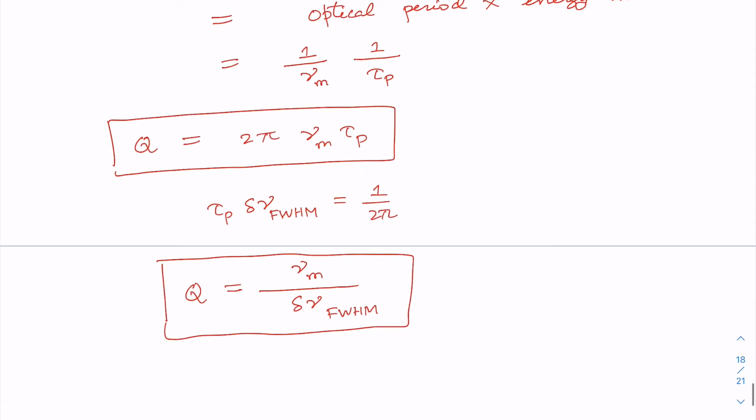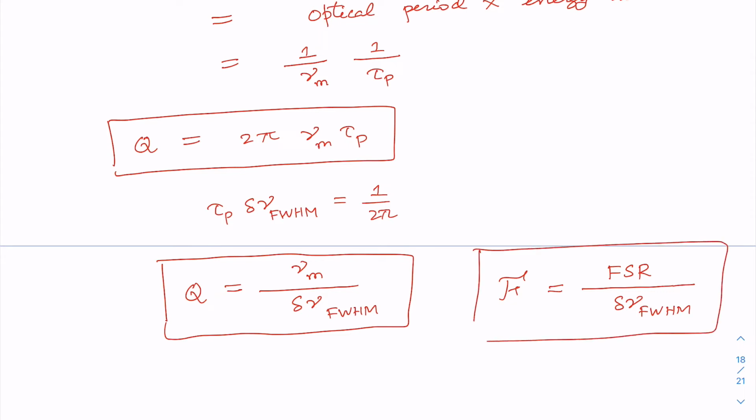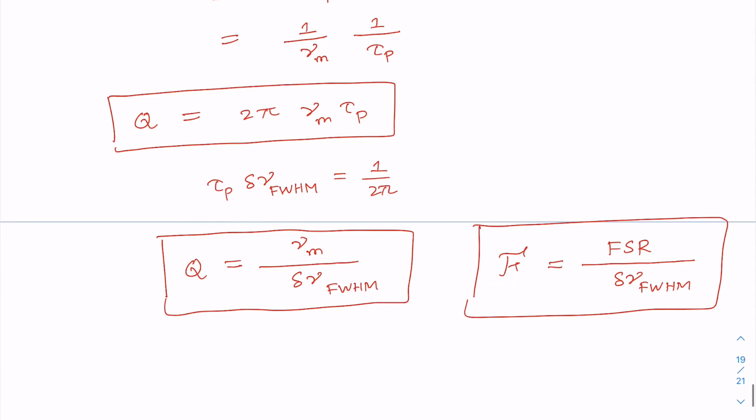By the way, if we compare with the expression for the finesse, which was defined as the free spectral range divided by delta nu, the full width at half maximum, this is the bandwidth. And if I compare this relationship, also note the fact that this resonance frequency is basically an integer times c by 2l, which is nothing but the free spectral range.